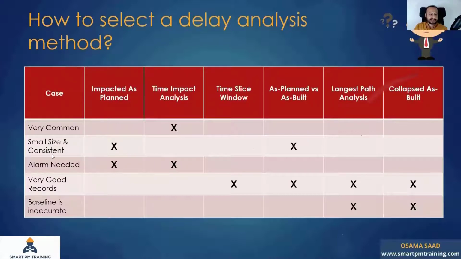If it's a small size and consistent, you refer to the impact as planned when you use the baseline. For consistent projects, like a tunnel, road, or linear project, it's as planned versus as built. You are comparing the longest path of the baseline program of work. In case the client wants an alarm, wants to be informed of the delays even before they happen, then it's impacted as planned or time impact analysis.